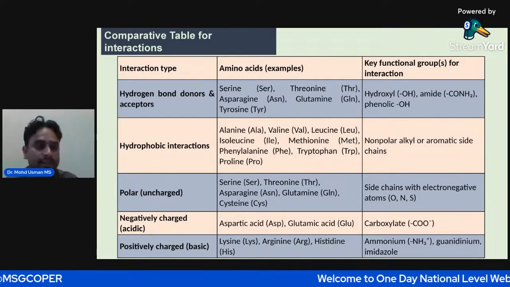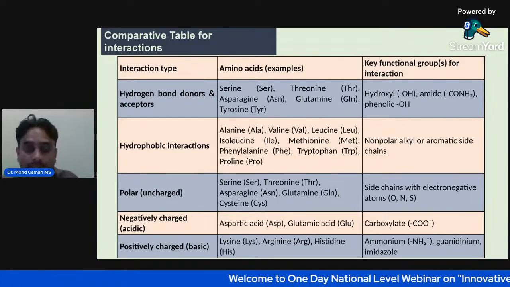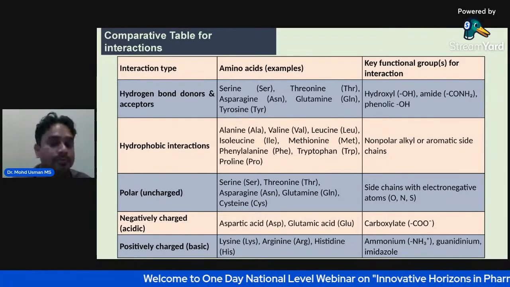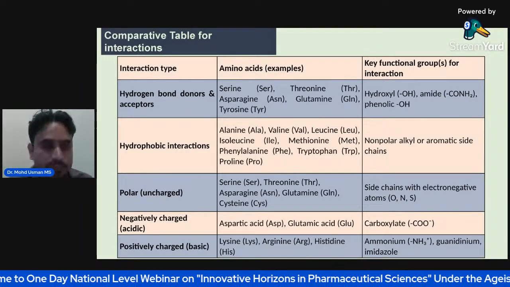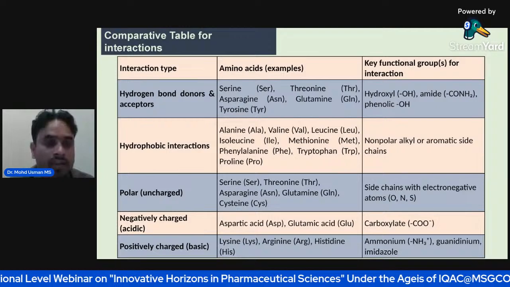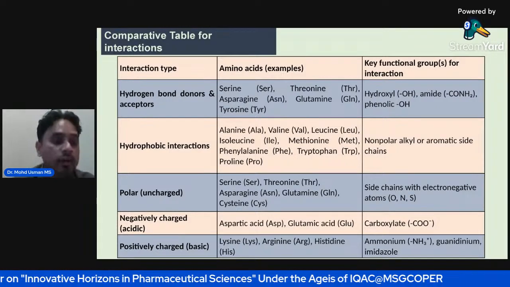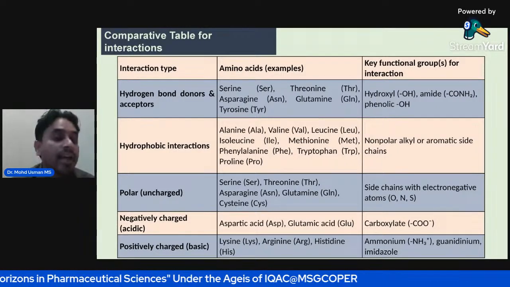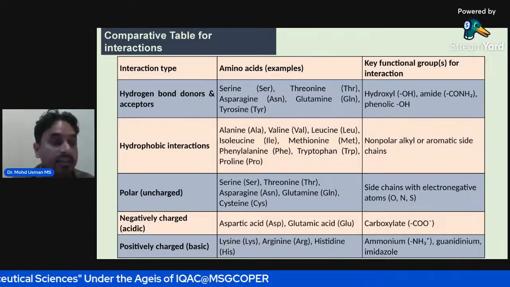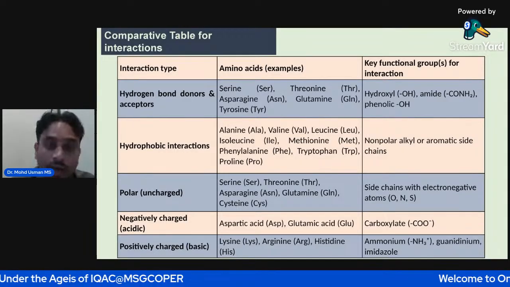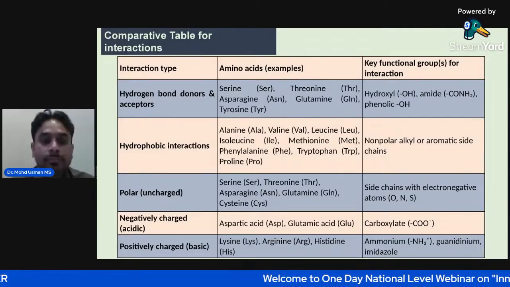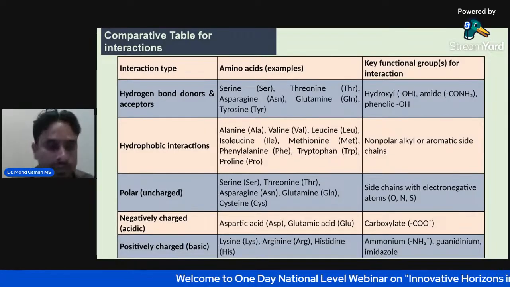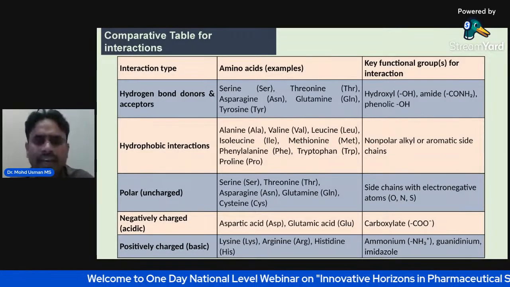Okay, and so we know the chemical classification of amino acids. Chemical classification means what? Like polar amino acids, hydrophobic amino acids, basic amino acids, acidic amino acids. We know the different groups of amino acids present in the proteins. So depending upon this, we will categorize all these amino acids.